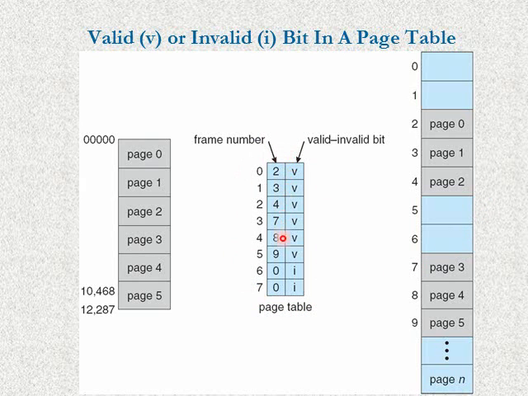For the first 6 entries, we can just load them onto the page table, and for the other 2 entries, we can put this bit as invalid to reflect that these entries do not exist onto the main memory.